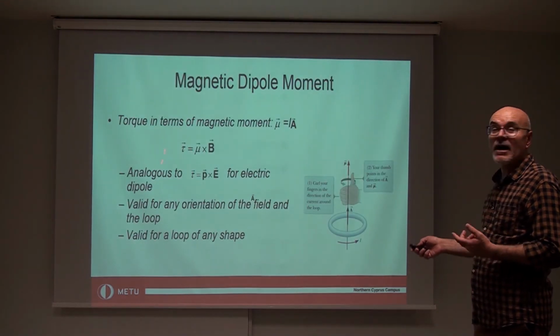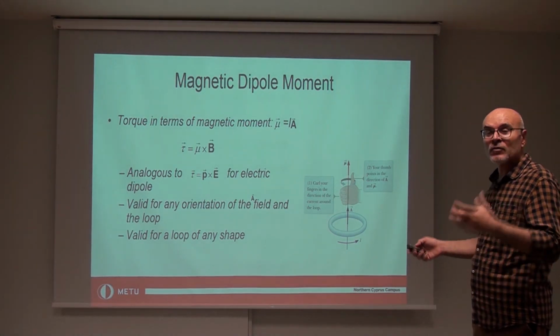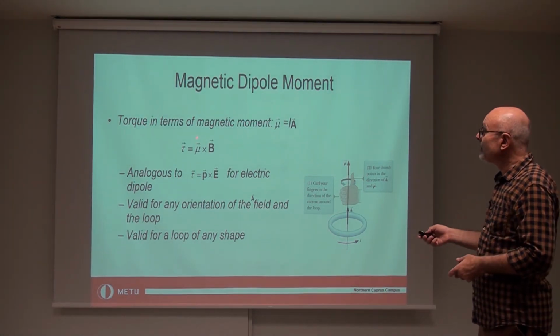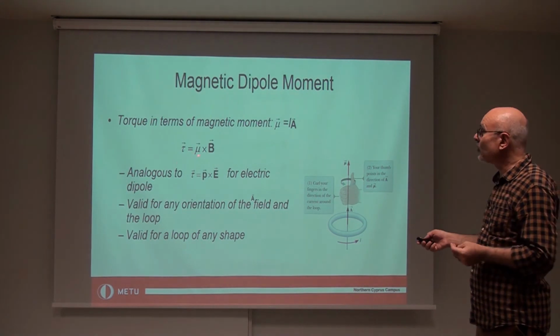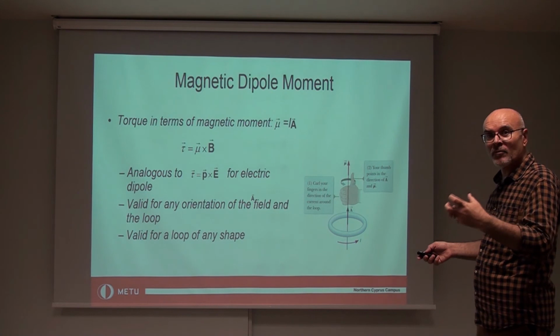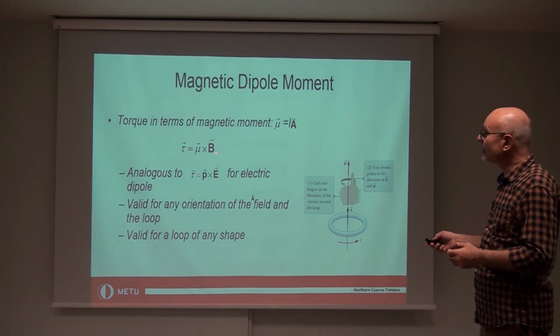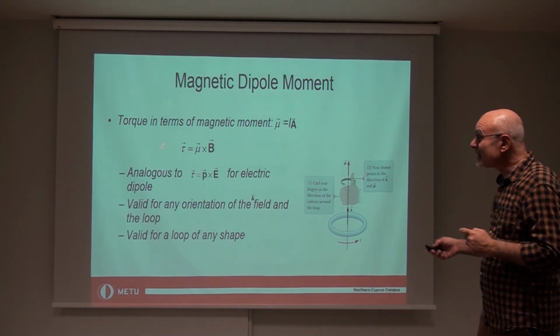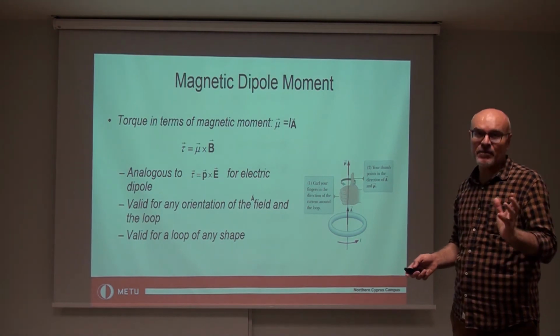So I can write tau now, the torque on the current carrying loop, as the vector product of two vectors. One of them is mu, the magnetic dipole moment of the loop, and the second is the magnetic field. This is a very simple and elegant expression.